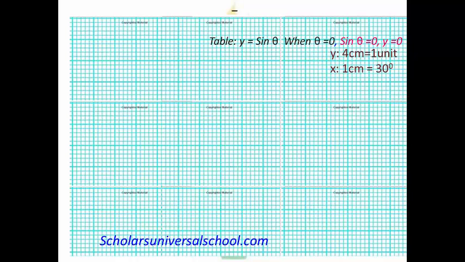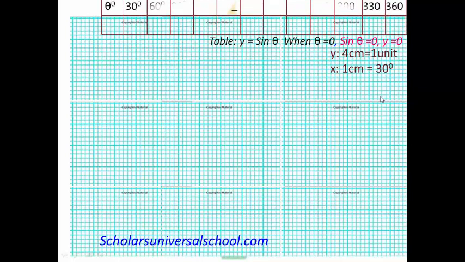For this graph, we are going to choose our values this way. We are going to choose the value of y as 4 centimeters. That is for the y-axis, the sine theta axis. 4 centimeters will represent 1 unit, and for the x-axis, the theta axis, 1 centimeter will represent 30 degrees. So let's see how it goes. This is the copy of the table we have in the previous slide.